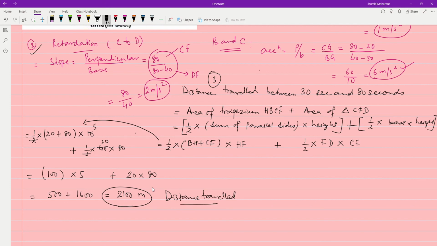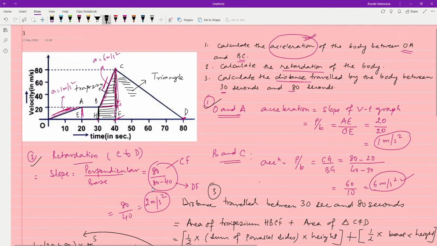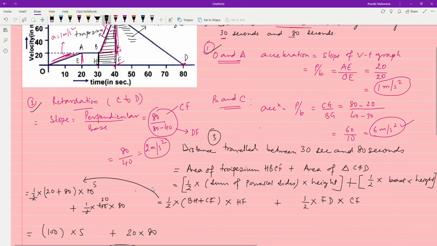Okay, so we have done 3 questions related to velocity time graphs. So go through the questions again.